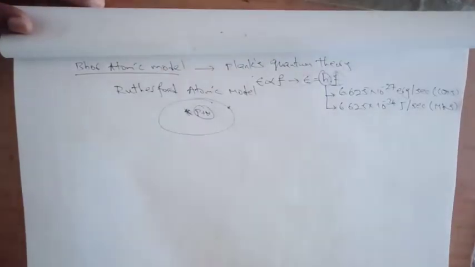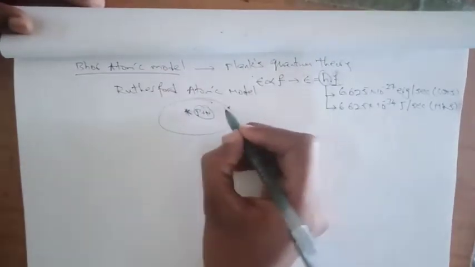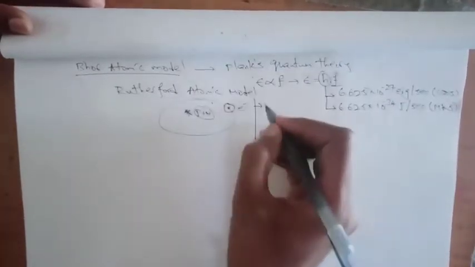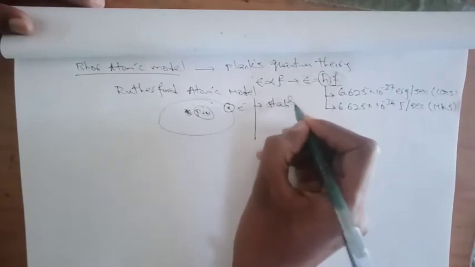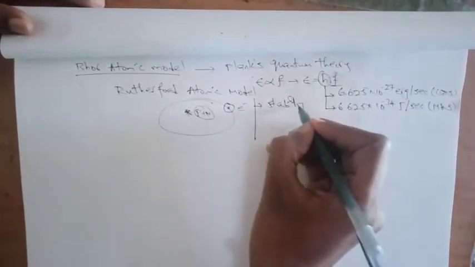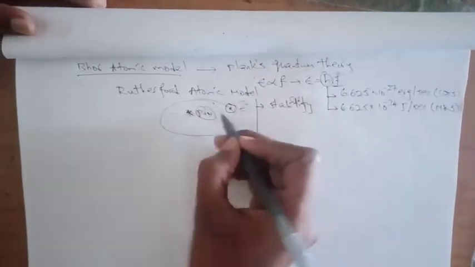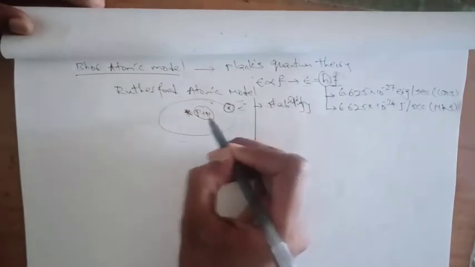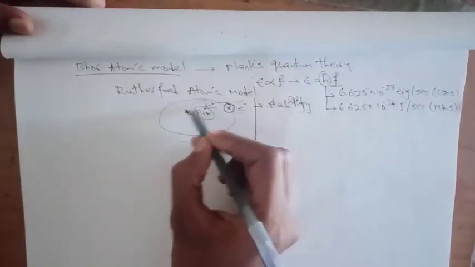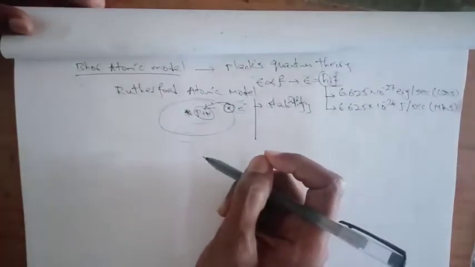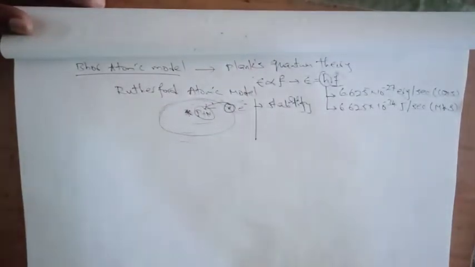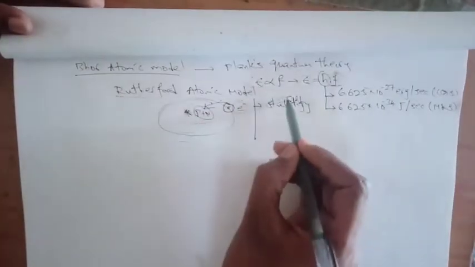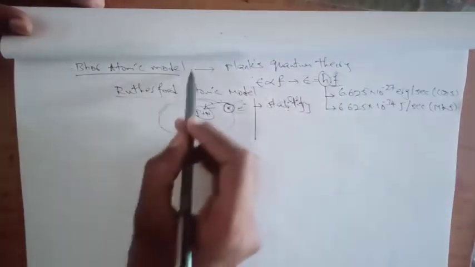But this concept failed to explain the stability of the electron. The main limitation of the Rutherford model is stability. Why? Because as the electron revolves around the nucleus, it loses its kinetic energy and falls into the nucleus, and the entire atom will be destroyed. So the question raised from the Rutherford model is the stability of the atom. This is resolved in the Bohr atomic model.